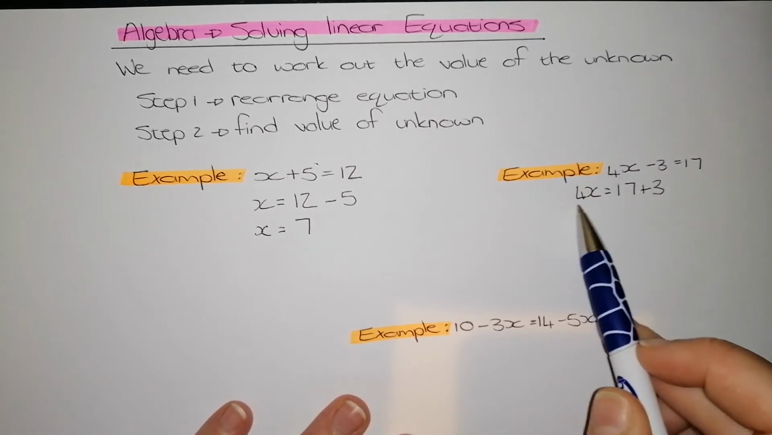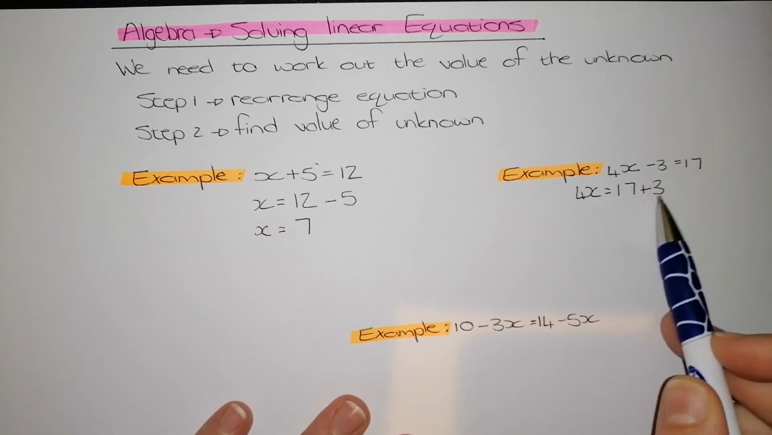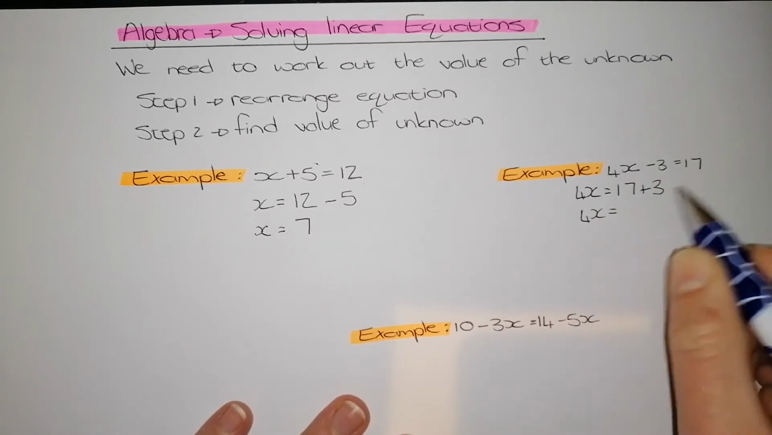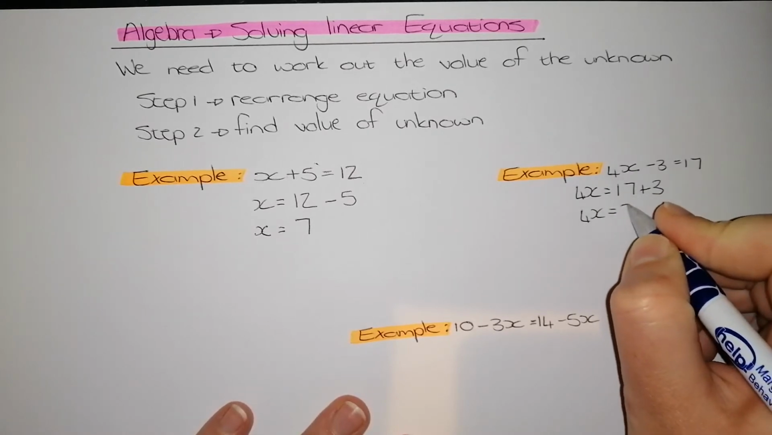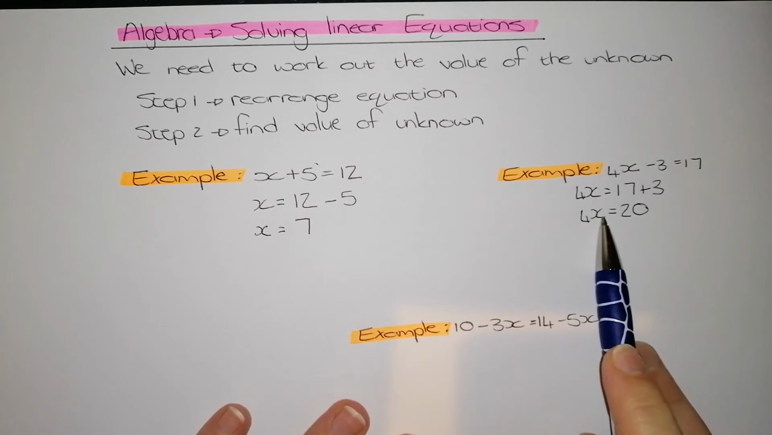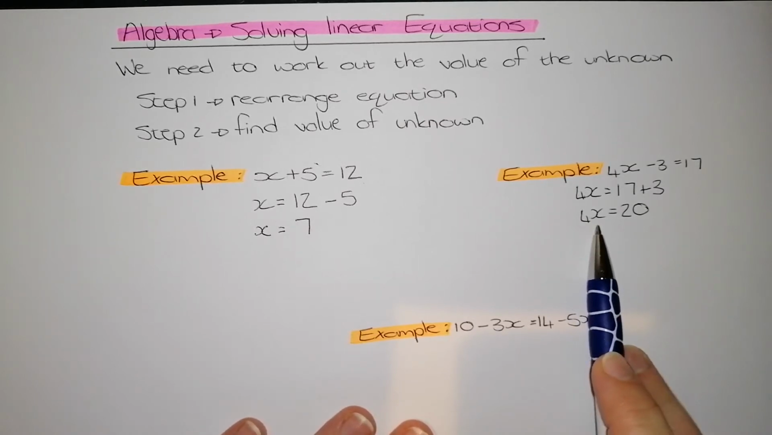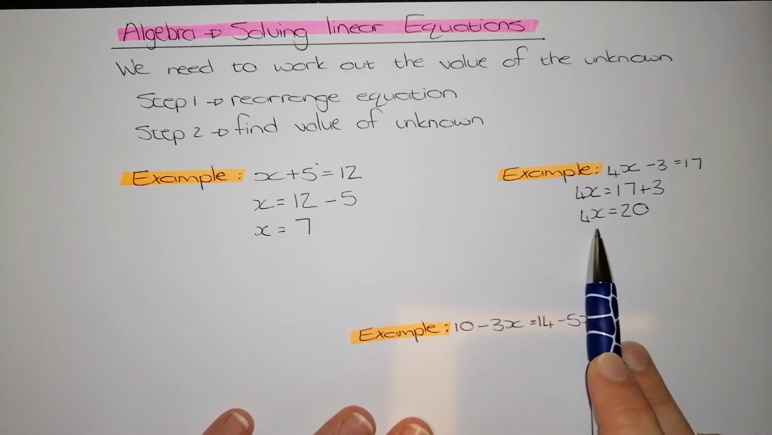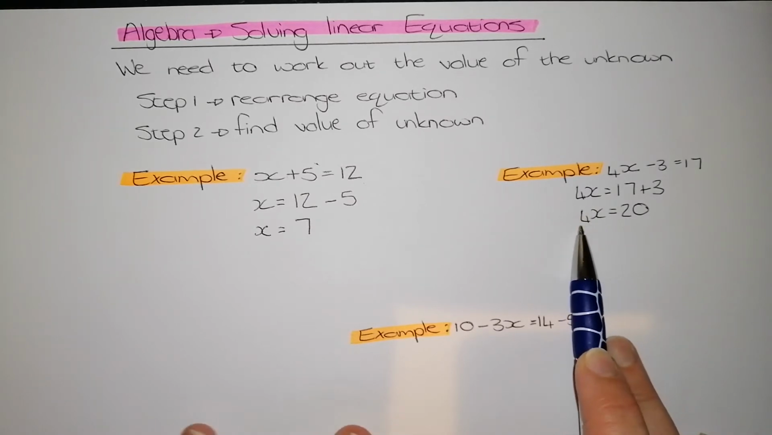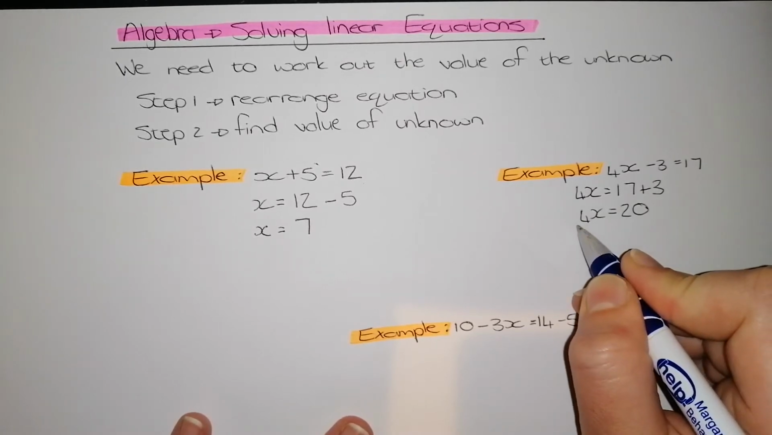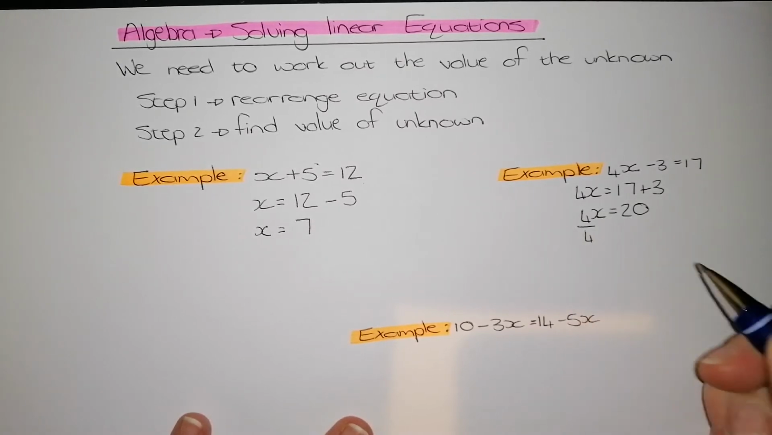So before I get rid of this 4, I can simplify the right-hand side. So I'm going to have 4x is equal to 17 plus 3 is 20. Very important that when things are multiplying or dividing on one side, and I need to get rid of it, I need to do the opposite than what is actually happening at this stage. So the 4 is multiplying with the x. The way I get rid of that is I need to divide it because that is what the opposite is.